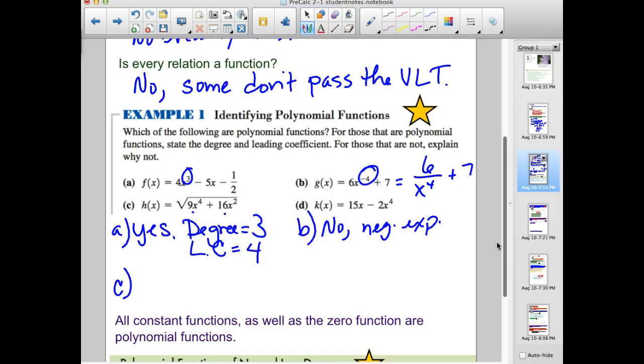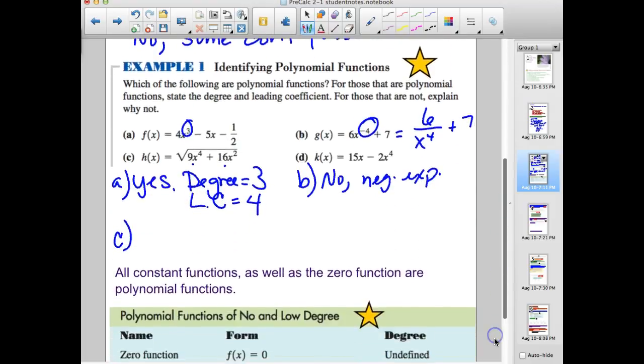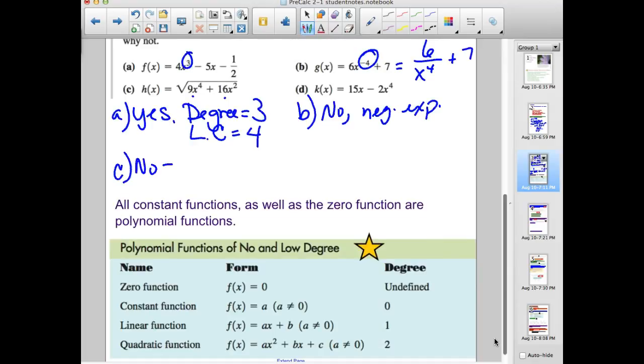Many students want to rewrite this as 3x squared plus 4x, right? And try to take the square root of each piece. You can't do that. So there is no way to change this into that kind of expression. You can't get that square root out of there. So it is not a polynomial function. All right, so I just said you can't remove the square root to turn it into that polynomial format.